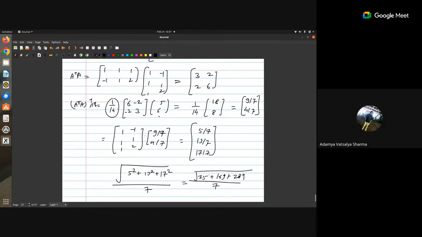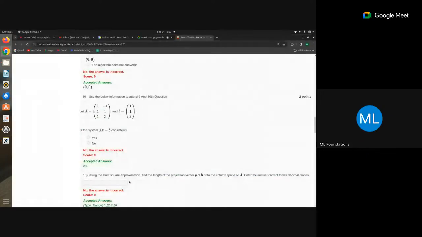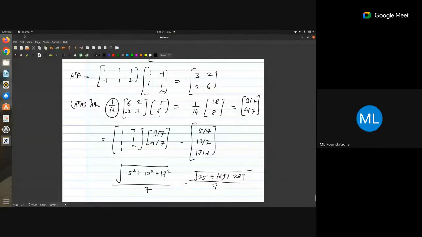We also have to minus it from the B, no? I mean, no, no. I think they have asked only for the length of the projection vector. Yes. Not the error vector. Okay, yeah, yeah. Sorry, sorry. I was confused. I thought it's an error question.